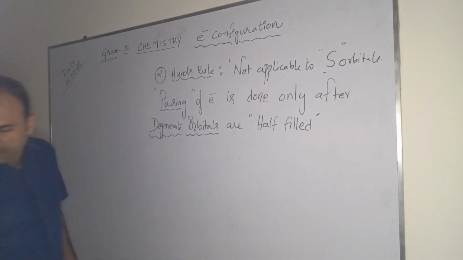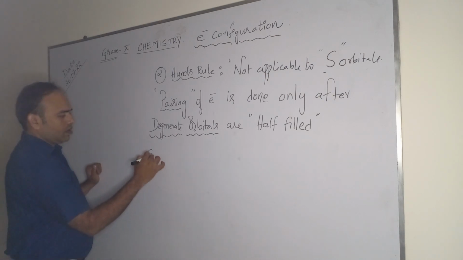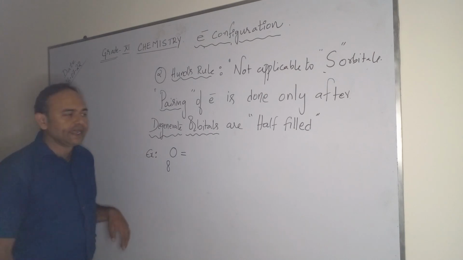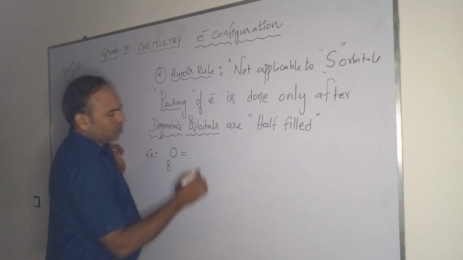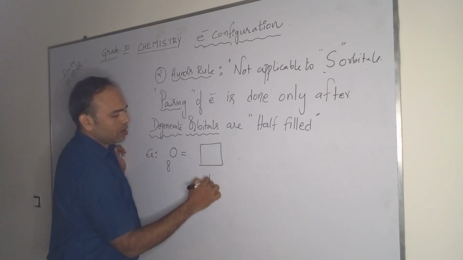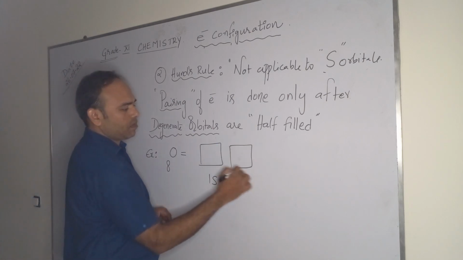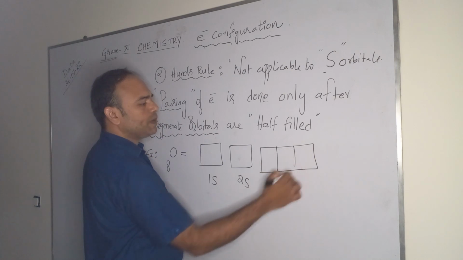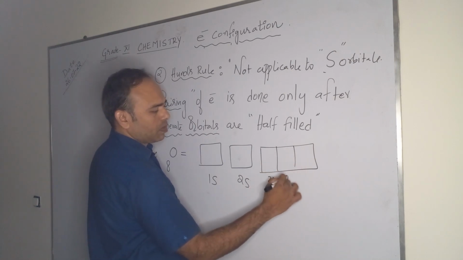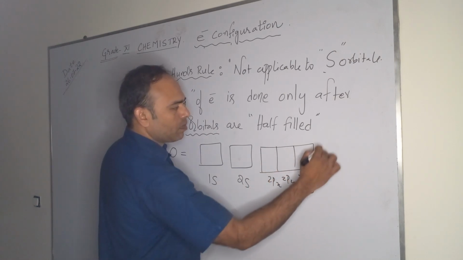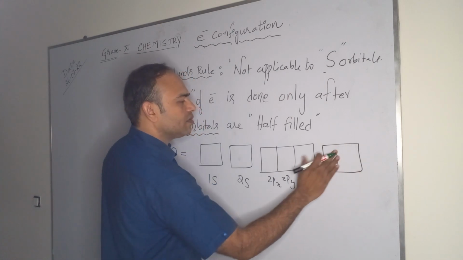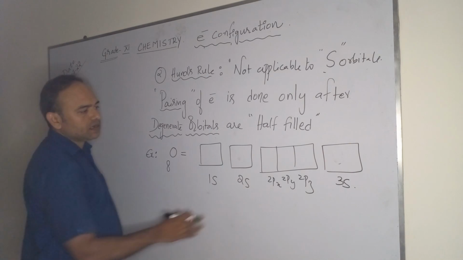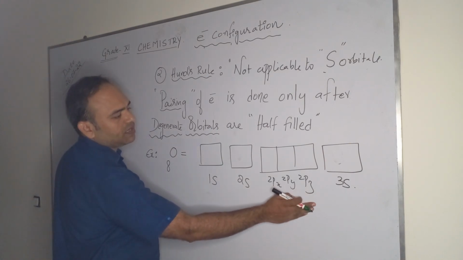So take oxygen. Example, oxygen, atomic number 8, number of electrons are 8. Again, follow Aufbau's rule. 1s, 2s, next 2p, next 3s, and so on. Because only 8 electrons are there, we can complete our filling of electrons up to this.